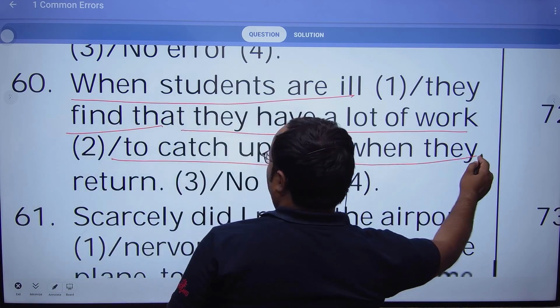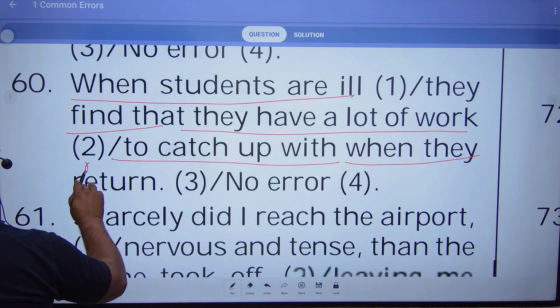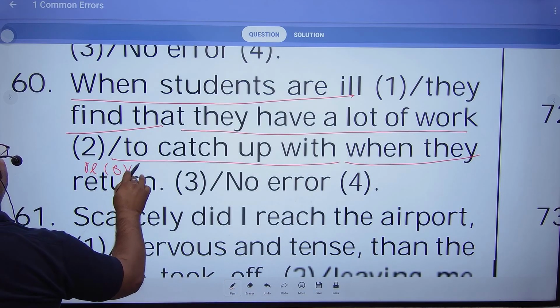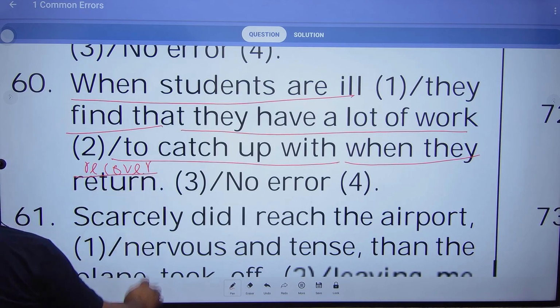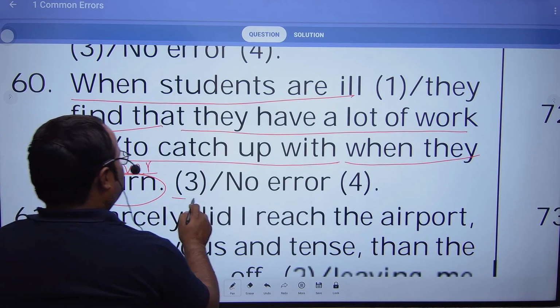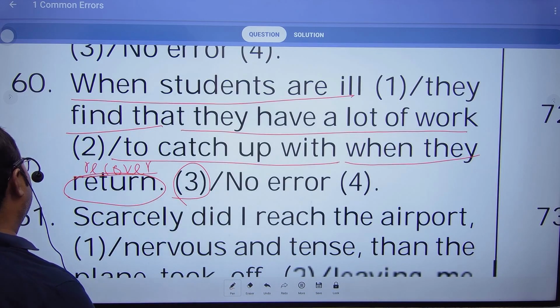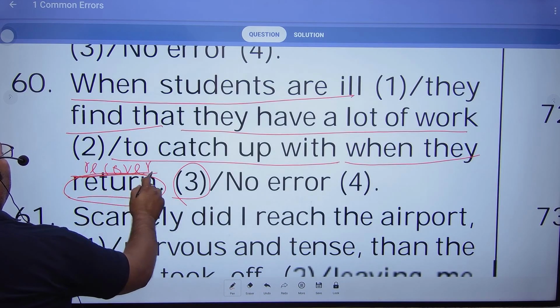When they recover, रिटर्न के स्थान पर recover, जब बीमारी से उठते हैं या ठीक होते हैं तो रिटर्न के स्थान पर रिकवर का प्रयोग होगा. So this third one must be the right answer. So the mistake is in the third one. So in place of return we must use recover.